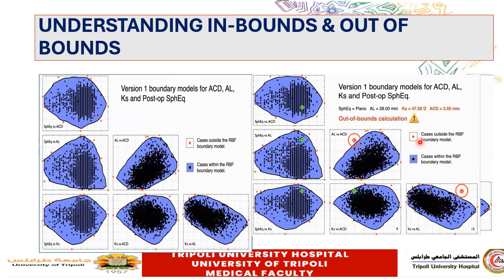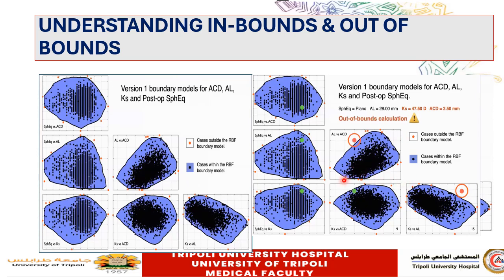Now, for another example, this is version 1, which has limited data, so sometimes you have an odd patient. For example, this is a very steep cornea, around 47, with a high axial length of 28 millimeters. So one or two variables are out of bound because there is no similar data stored in the system. This is the meaning of out of bound: the calculation is not as accurate as the previous one because some of the data are missing and are not stored in the system.